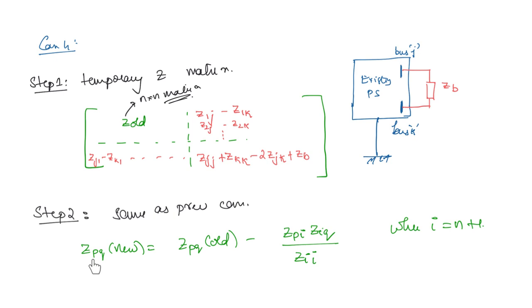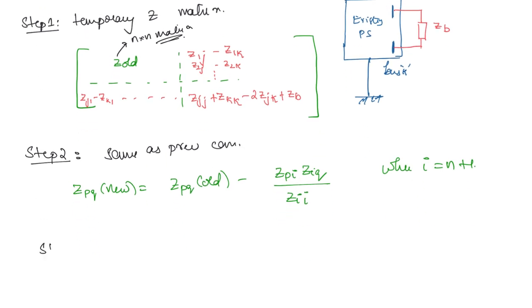So just like in the previous case, we have to find out each of the elements using this formula, and then finally you can take it as step 3: delete the ith row and column, or you can say the n plus 1th row and column. In this way you are going to get the Z bus matrix. So cases 3 and 4 are a little confusing, but with practice it will become easier.